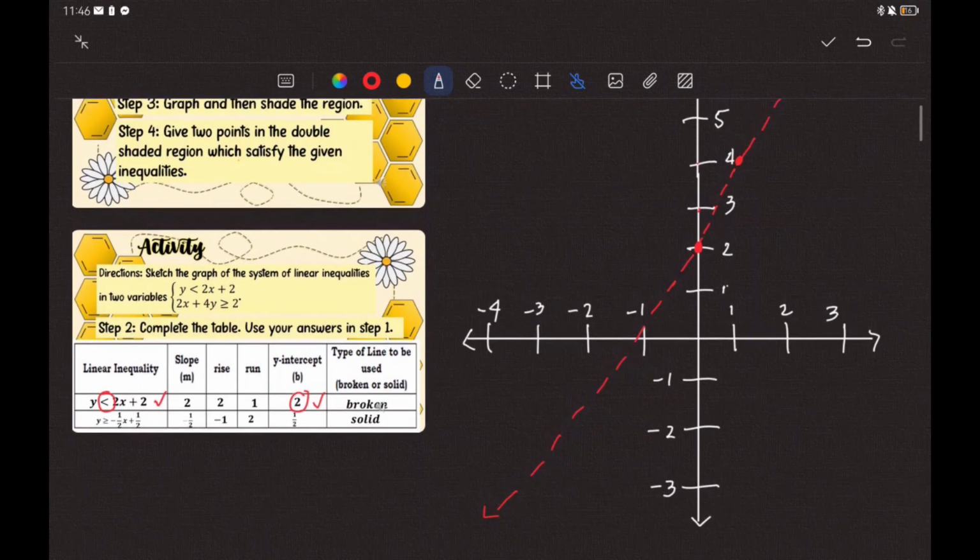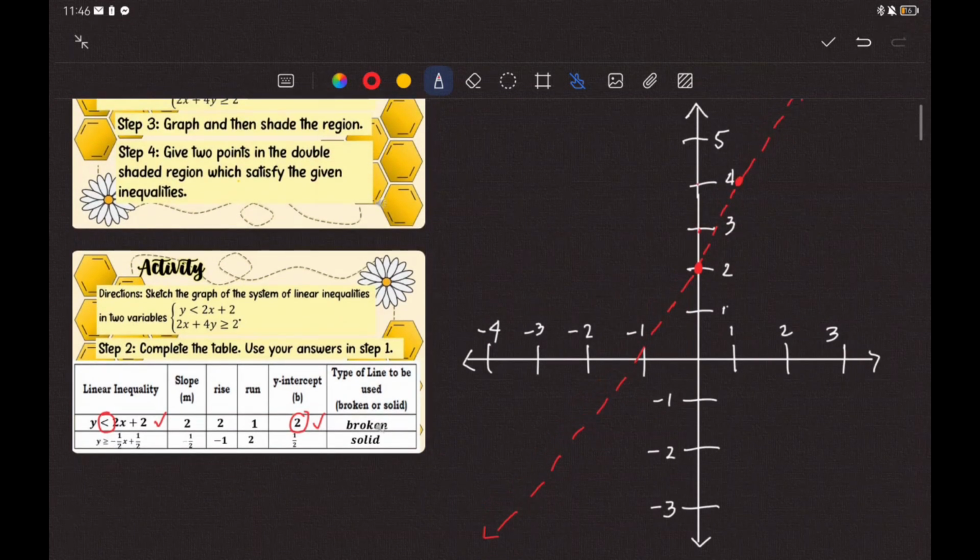Now for the second one, our y-intercept is positive 1 half. So that is in here. And our rise is negative 1 going down. So here. And our run is 2. 1, 2. So this is the second point. Connect this using a solid line because of our inequality.